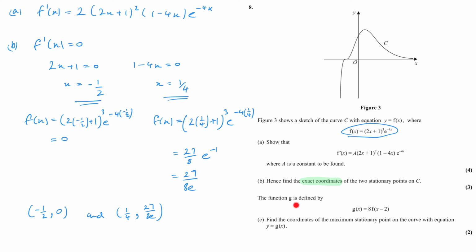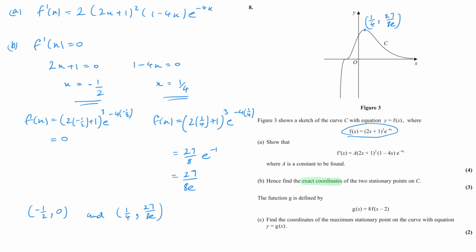So part C, the function g is defined by this. Find the coordinates of the maximum stationary point on the curve with equation y equals g of x. So if we think about the maximum stationary point here, what I'm just doing there is going to be the quarter, 27 over 8e. Okay, and what I'm doing here is I'm moving it to the right.